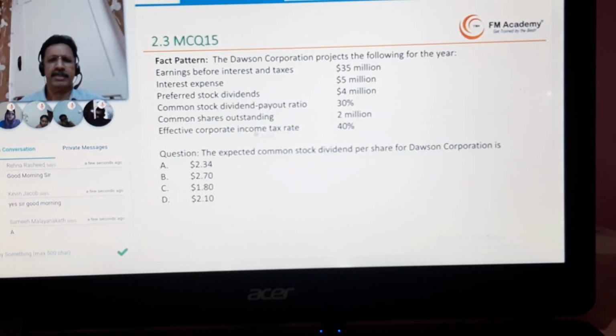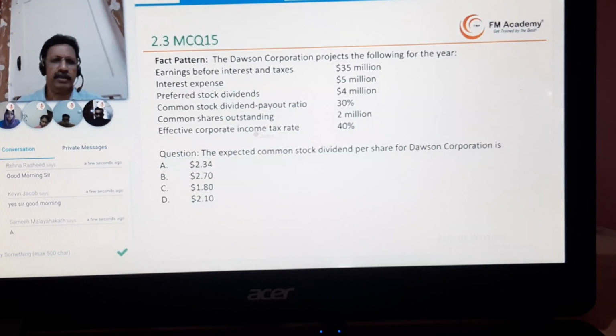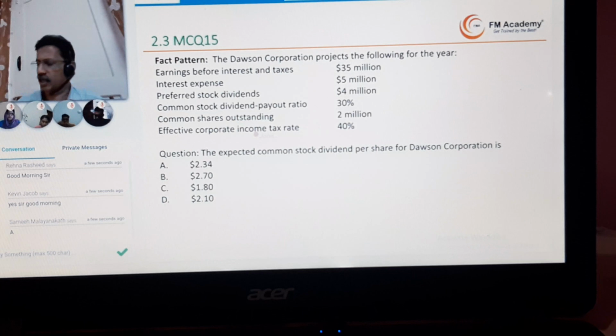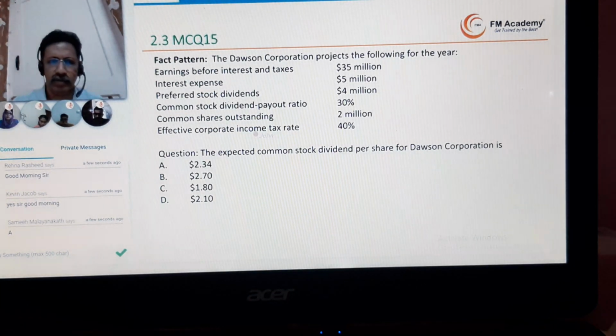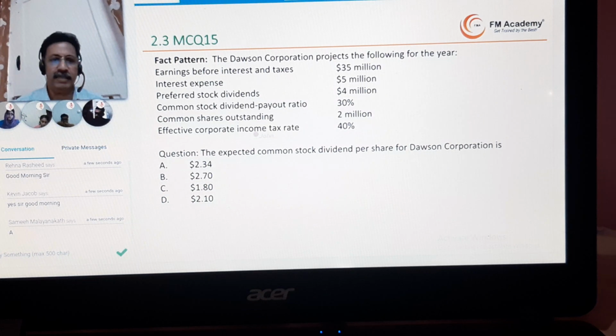The reason I am doing this is that when the poll is open, you will not be able to read what is there at the bottom. That's the reason I'm taking it out. The question is actually how much is the dividend per share, right? So you have to really see the earnings.